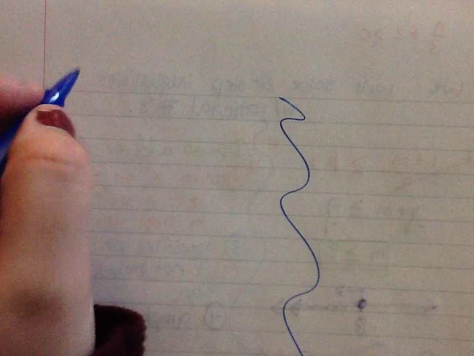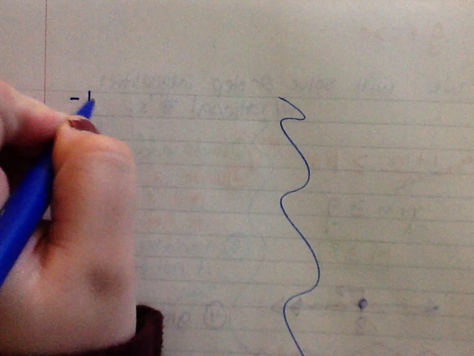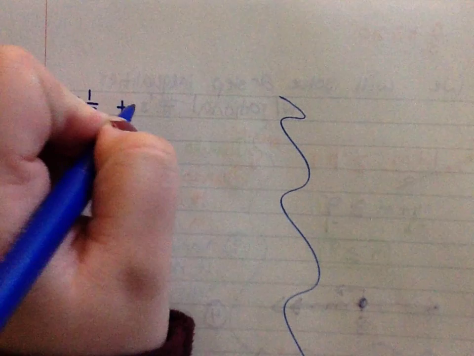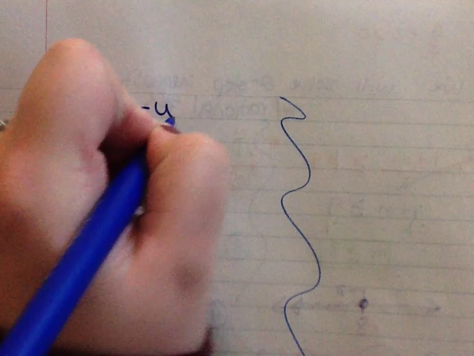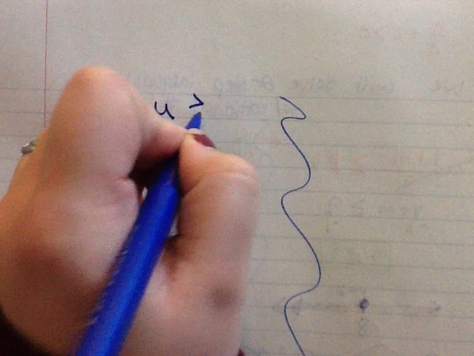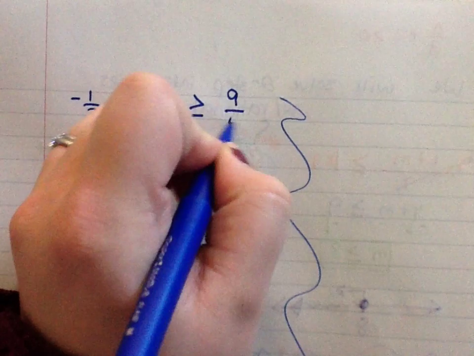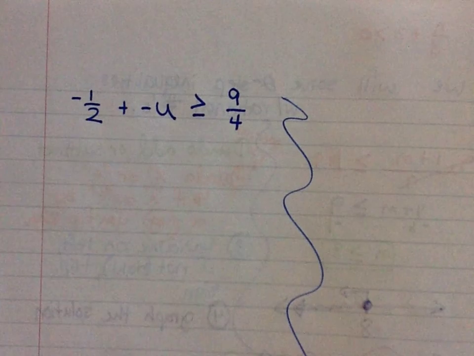Now we're going to write these down. So, next example. Please copy it down. Negative 1/2 plus negative u is greater than or equal to 9/4.